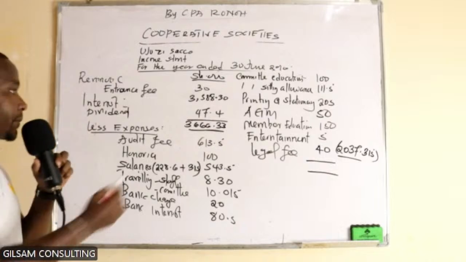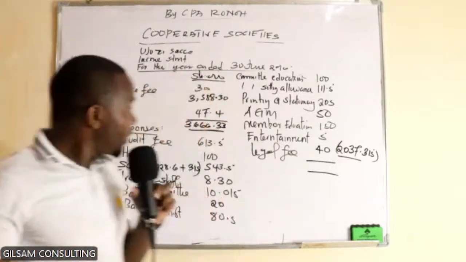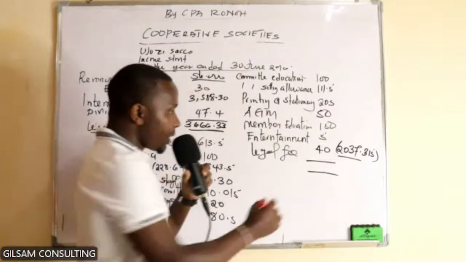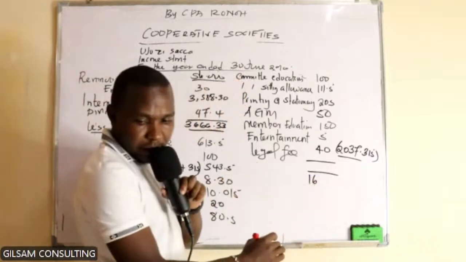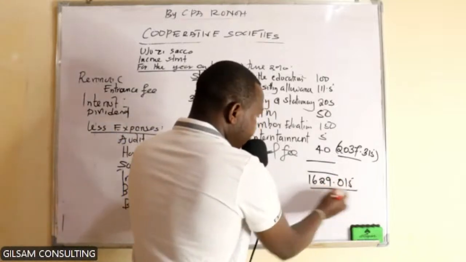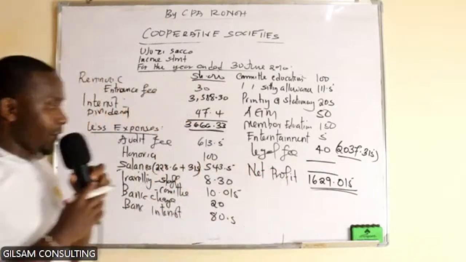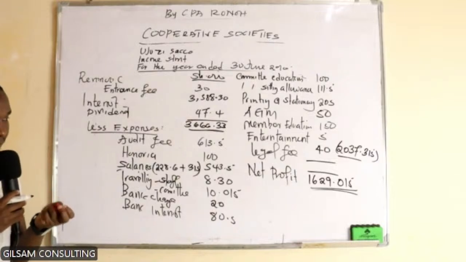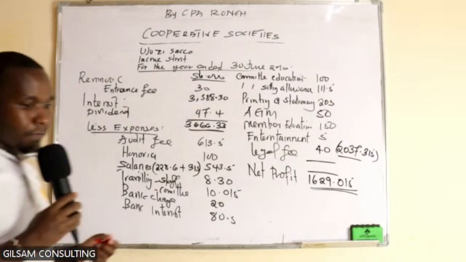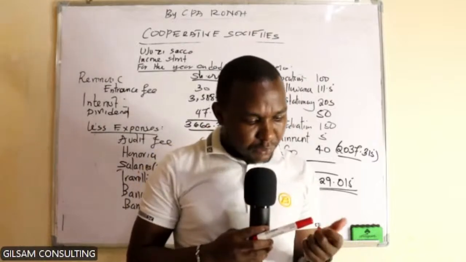And then we will subtract from our profit there, that is 66.33 minus answer. So we have a net profit of 1629.015. This is our net profit. That is our net profit. So I think we have answered the part one of that question, the income statement for the year ended June 2010.